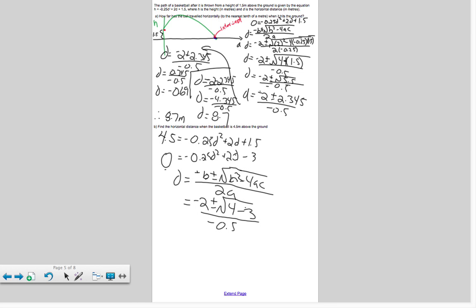So this is negative 2 plus or minus square root of 1 all over negative 0.5. So negative 2, no, we messed up here somewhere. I got Jordan called it. That's what I got, I got x equals 18. No, I think it's plus 3 though. No, we're subtracting 3.